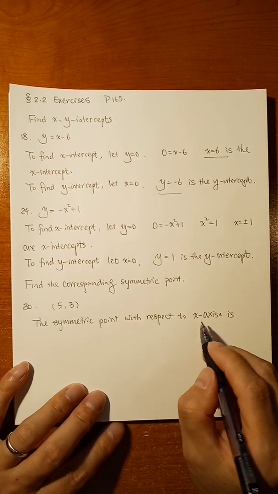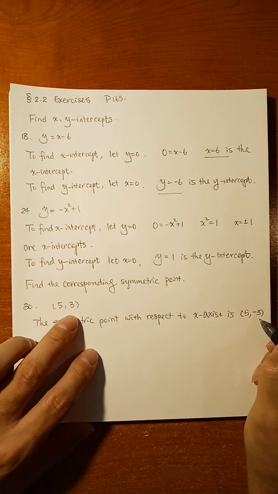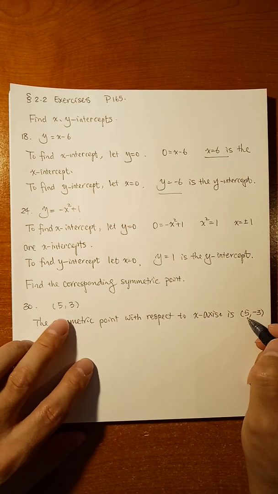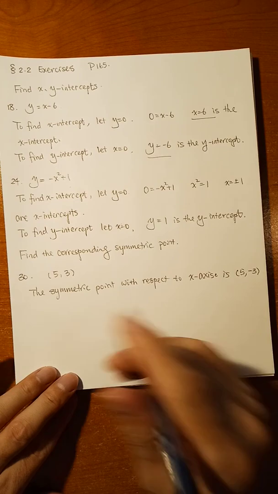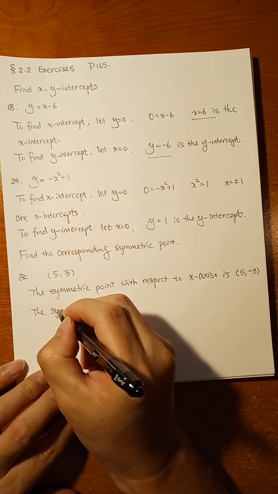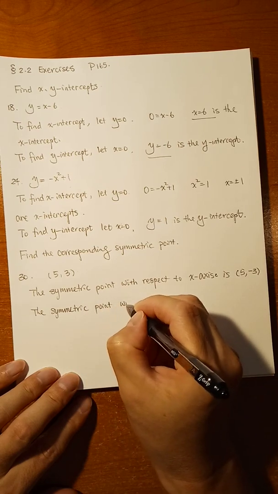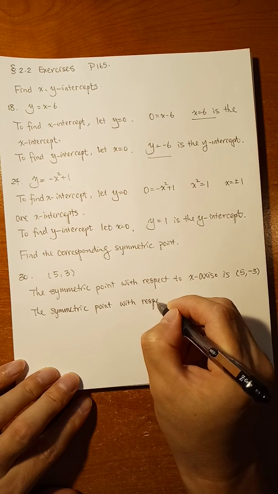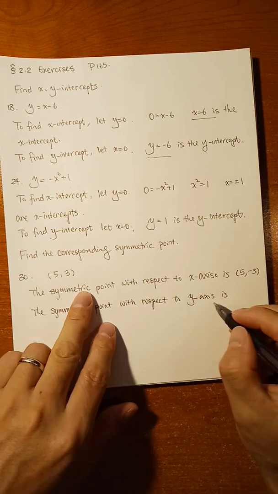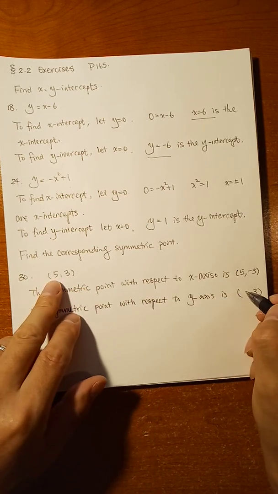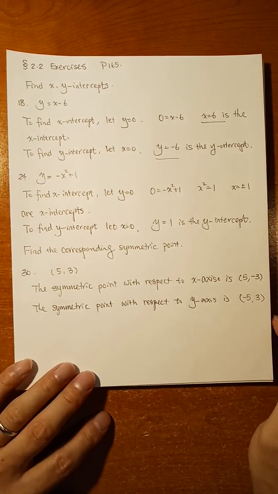is, okay, with respect to x-axis, x does not change, y becomes the opposite. With respect to x, x does not change, y becomes opposite. The symmetric point with respect to y-axis, with respect to y-axis, y does not change, only change x. Y coordinate does not change.